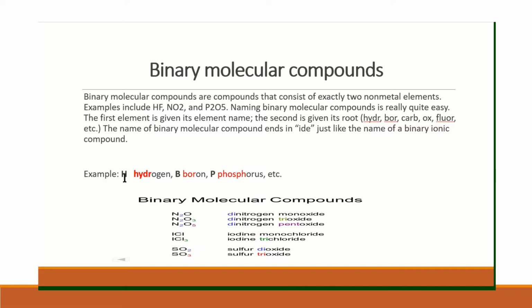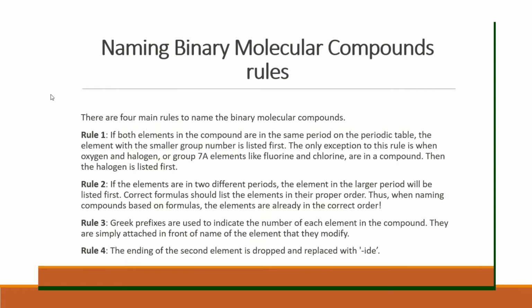Examples: H stands for hydrogen, and the root is hydr. B stands for boron, and bor is the root. P stands for phosphorus, and phosph is the root, etc. And these are more examples of the binary molecular compounds.